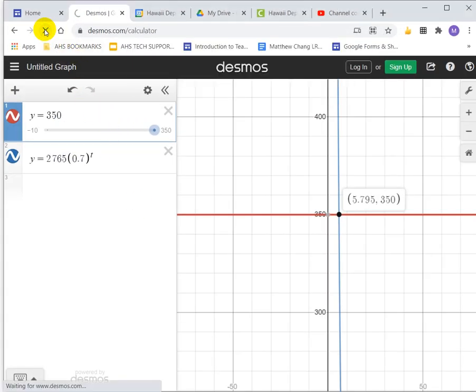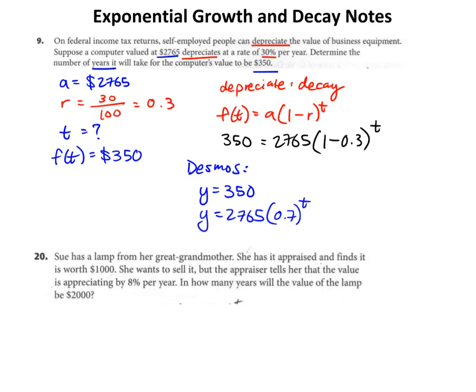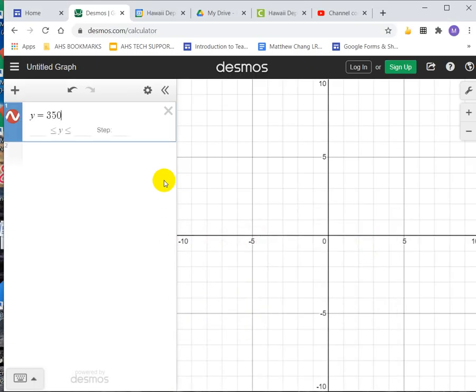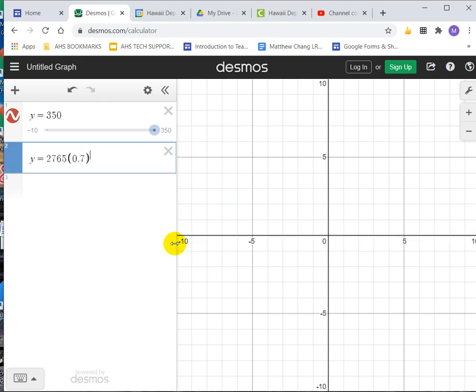So let's go ahead and do that. We have y equals 350, and the other one, y equals 2,765 times 0.7 raised to the power of t. So you might look at this and be like, okay, Mr. Chang, I still do not know where my graph is. Where does my graph intersect? This is where you have to play around with the plus and minus options here.